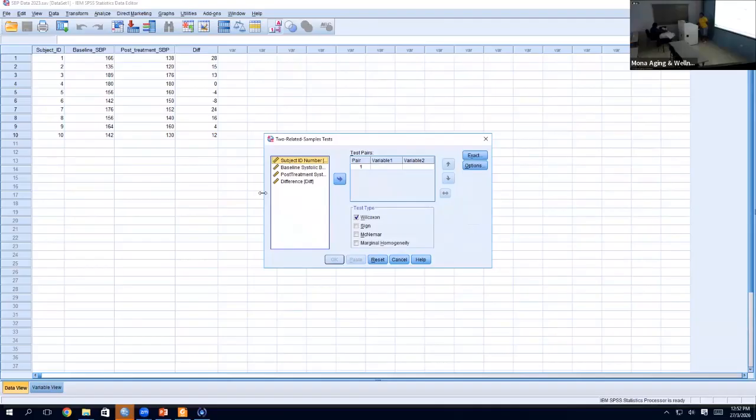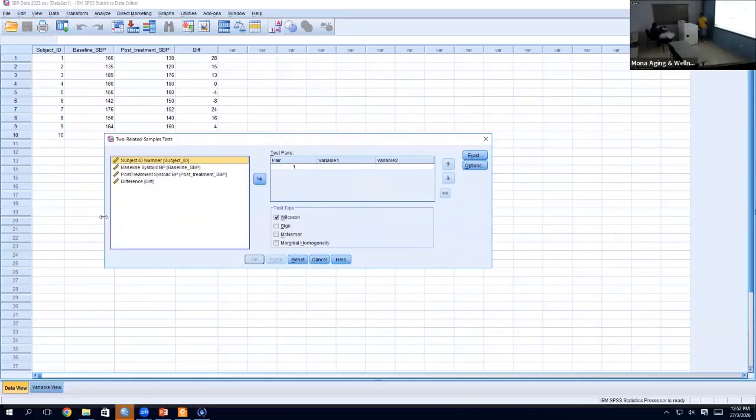And we want legacy, right? So we want variable 2 to be baseline because I think SPSS is gonna do variable 2 minus variable 1. Okay, so we want variable 2.